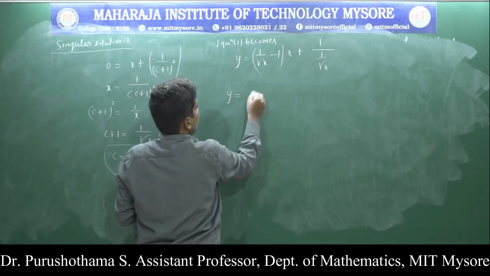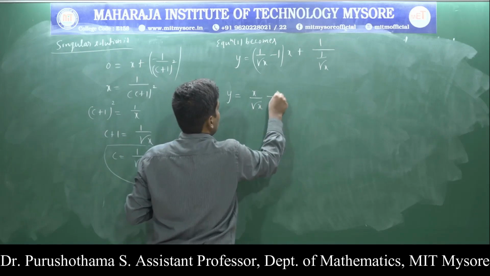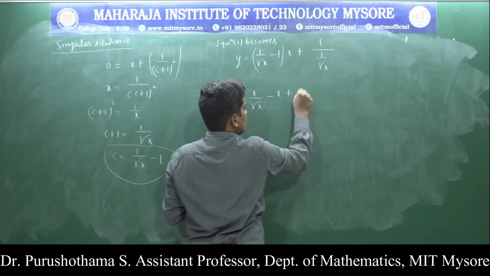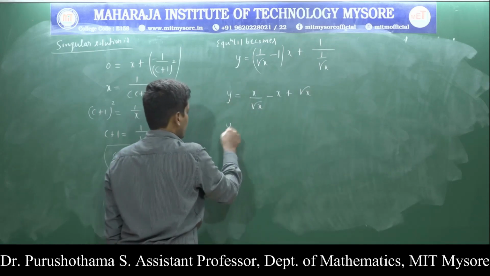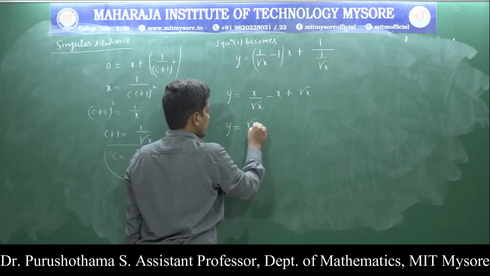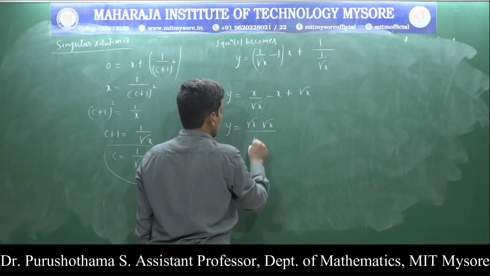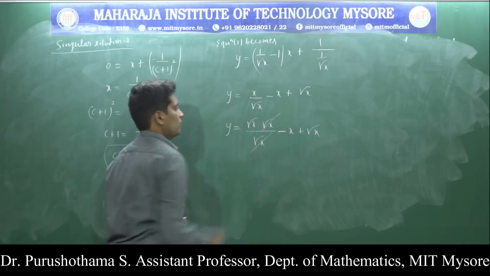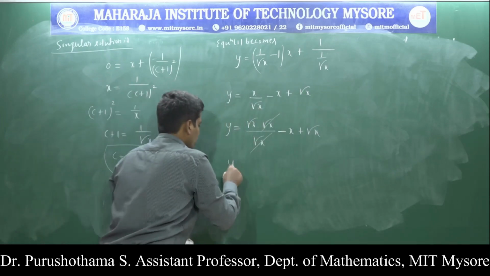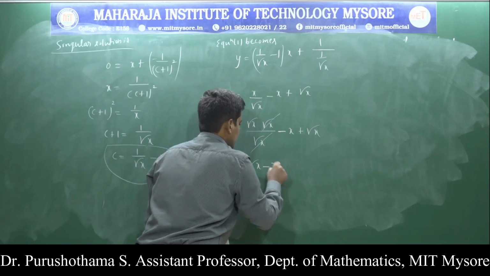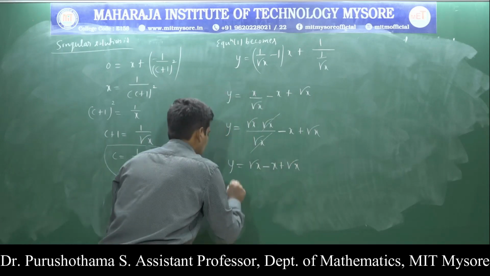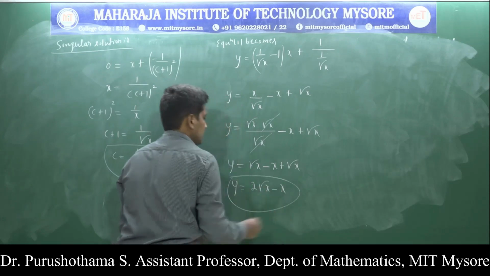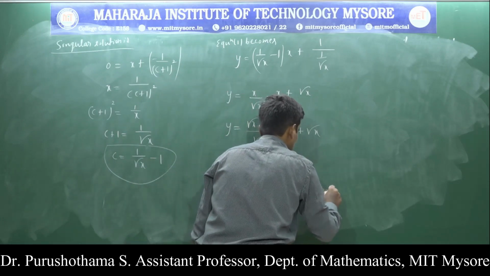So y equals x divided by root x minus x plus 1 by 1 by root x, which is nothing but root x goes to the numerator, therefore root x. Or y is equal to x, which is root x into root x, divided by root x minus x plus root x. Here root x gets cancelled, therefore y is equal to root x minus x plus root x, or y is equal to 2 times root x minus x. This is the singular solution.